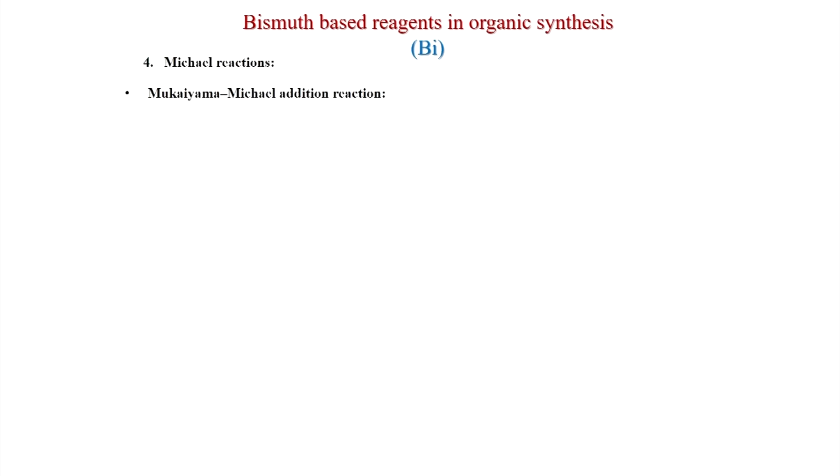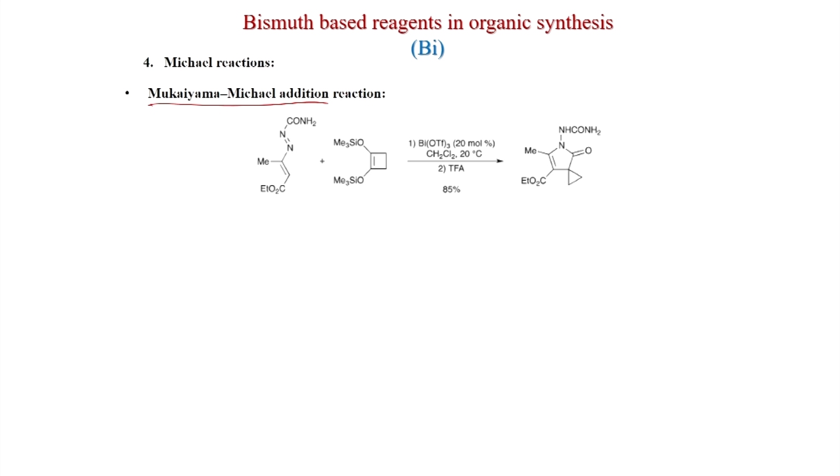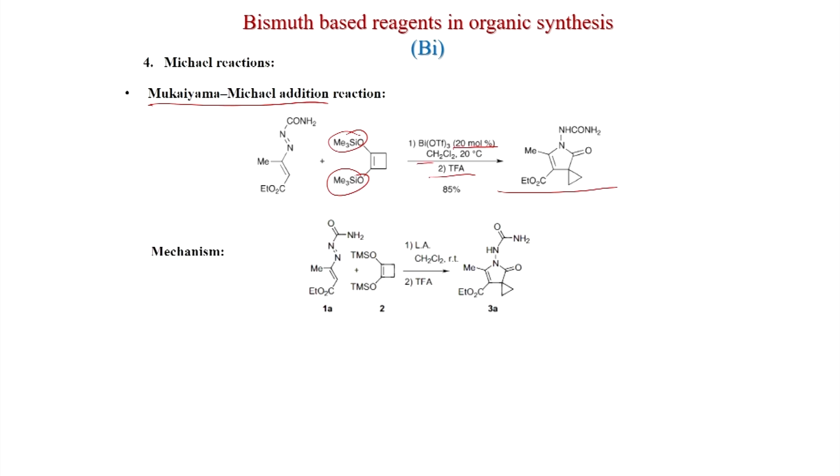Also, the Mukaiyama Michael reaction is possible. Mukaiyama Michael addition reaction like this. This silane is there, and with this bismuth triflate, 20 mole %, dichloromethane solvent, followed by TFA addition, you get this 5-member ring with a cyclopropane. So, what could be the mechanism of this reaction?